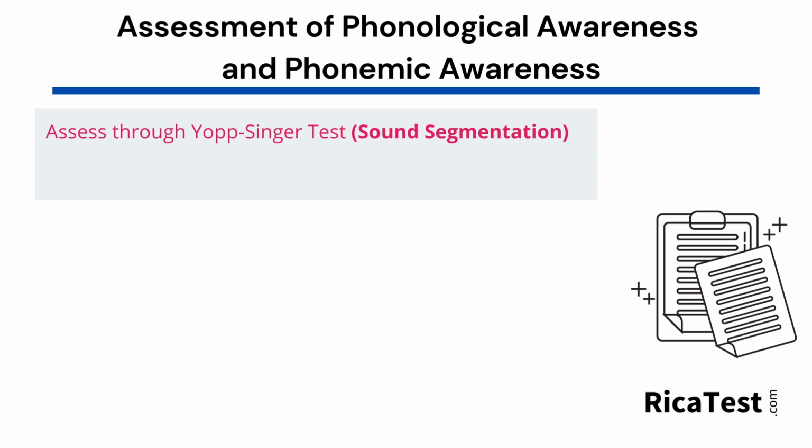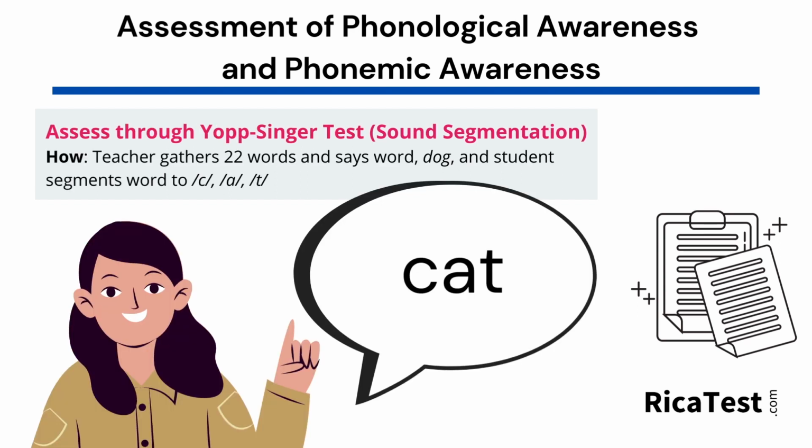The most common phonemic awareness test is called the Yopp-Singer test, and this is when the teacher conducts an assessment using sound segmentation with the student. So let me be clear here. Yopp-Singer test is the same assessment as sound segmentation which we discussed a few slides back. Assessment through the Yopp-Singer test happens when the teacher gathers 22 words and says each word, for example, cat, and the student segments the sounds of the word to k, a, and t.